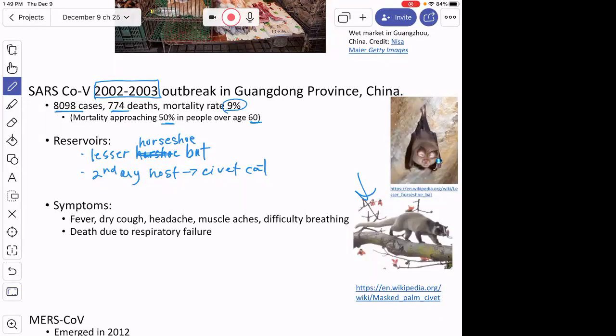And they think that the virus just kind of amplifies. So maybe civet cats out in nature are more likely to come in contact with bats. When the civet cats get sick, they transmit a large amount of virus.